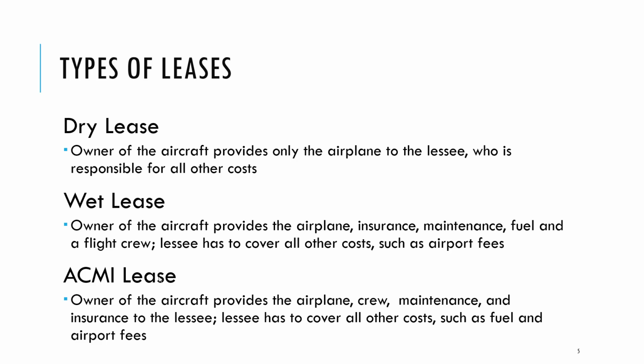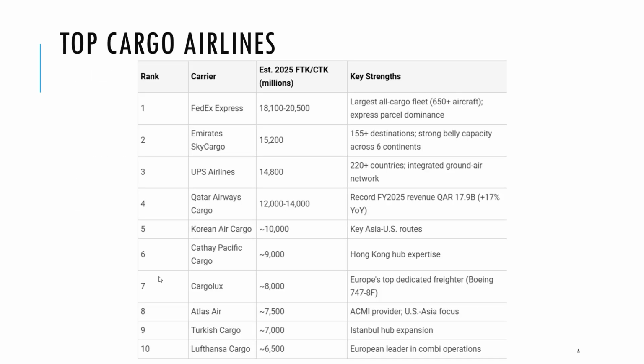Dry lease is the most restrictive. You get an airplane, that's it, all right? And then you're responsible for everything else, crew, all that. Wet lease, the owner of the aircraft provides airplane, insurance, maintenance, fuel, and a flight crew. That leaves basically just the airport fees. So the wet lease includes the fuel. The ACMI lease does not. And the dry lease is just the plane.